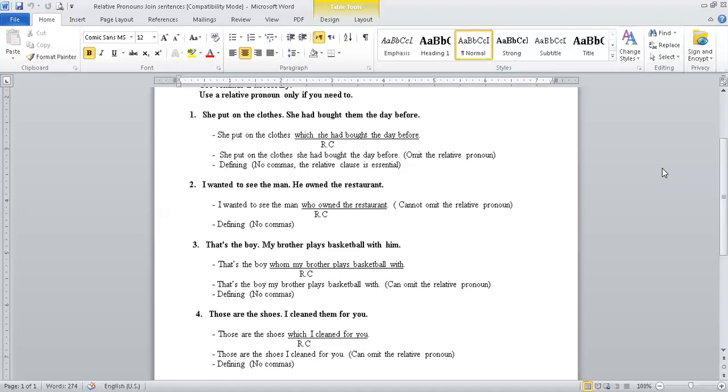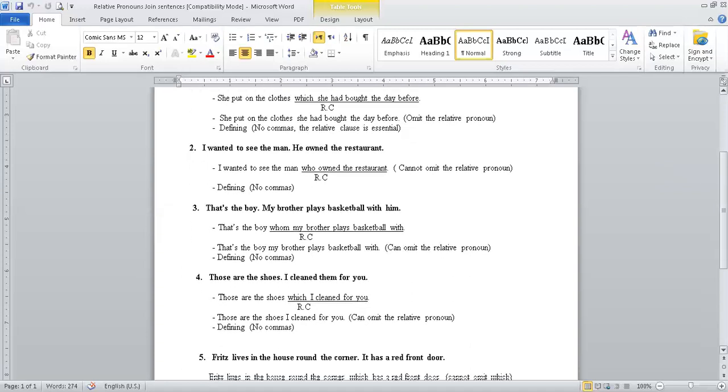Therefore, we use it and say that's the boy whom my brother plays basketball with. So this type is defining because the relative clause is important to define the boy and we don't use commas.